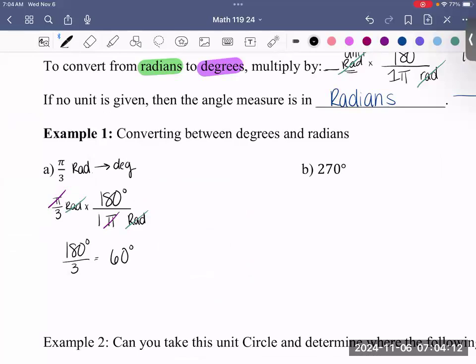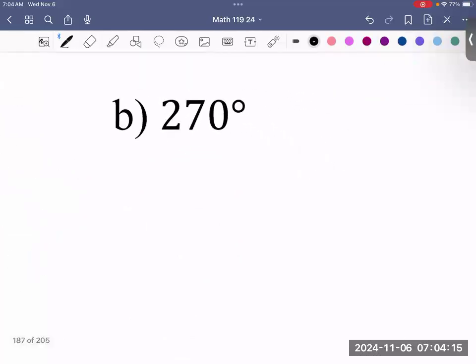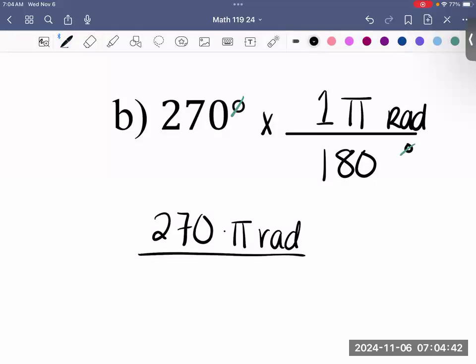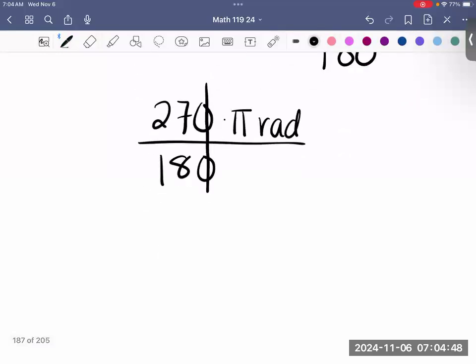Let's try it again with B. We have 270 degrees, and again, you have your degree symbol. So if I want degrees to cancel, I need degrees to be down below and radians to be above, meaning that I have 180 down below and 1 pi radians above. So if I have 270 times pi radians over 180, my zeros are going to cancel. They also have a 9 in common. So I have 3 pi over 2 radians.